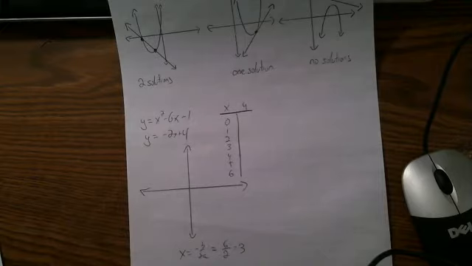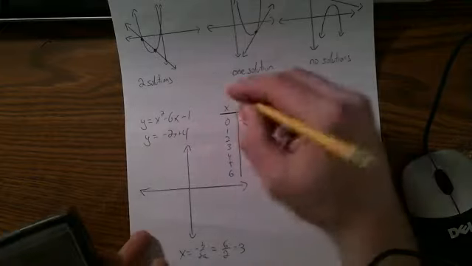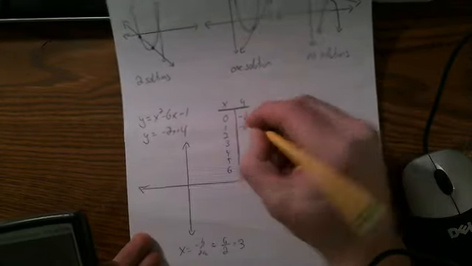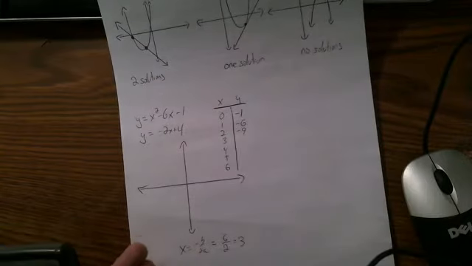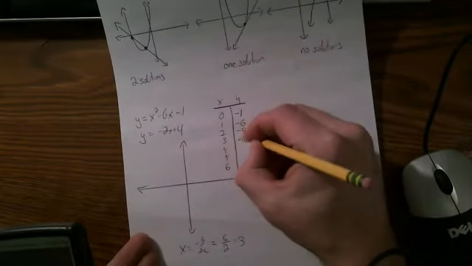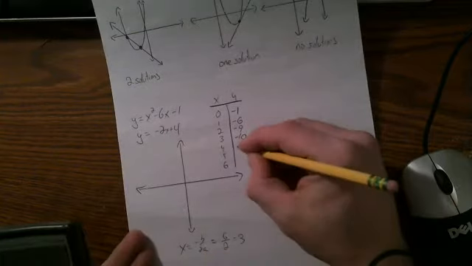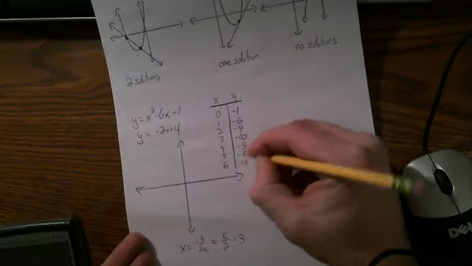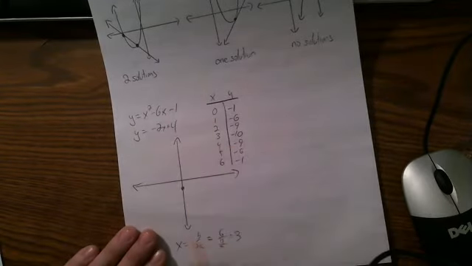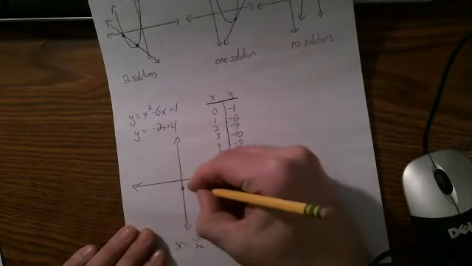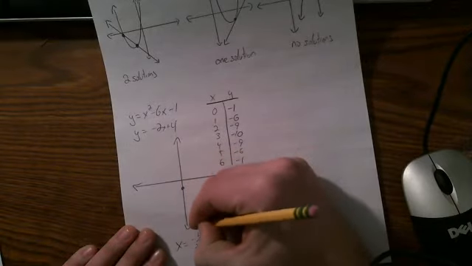So now when x is 0, y is negative 1. When x is 1, y is negative 6. When x is 2, y is negative 9. And when x is 3, y is negative 10, and then we're going to have repeating values from there. So here are my table of values for the quadratic. Let's plot those. 0, negative 1, 1, negative 6, 1, 2, 3, 4, 5, 6.